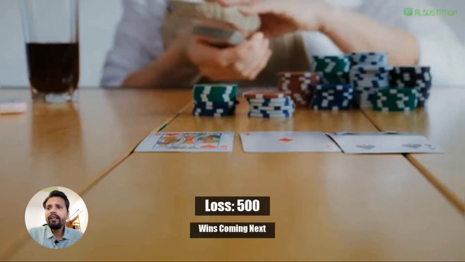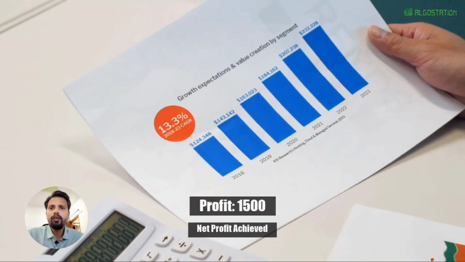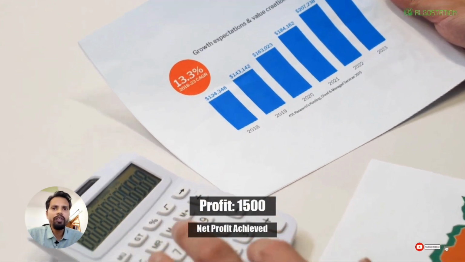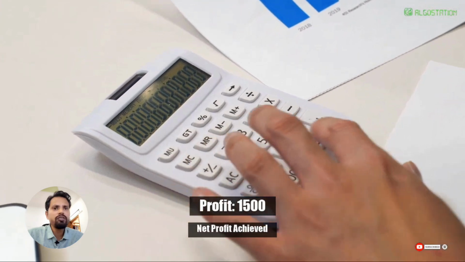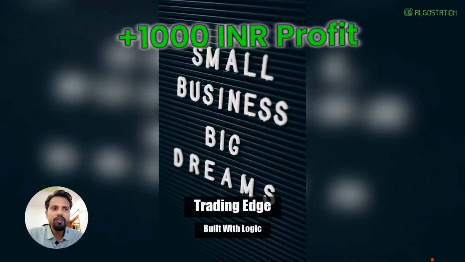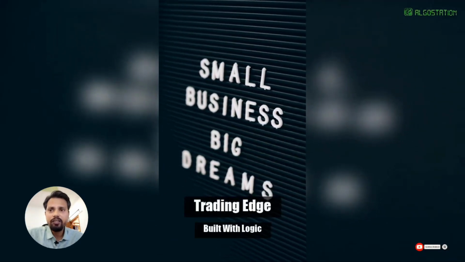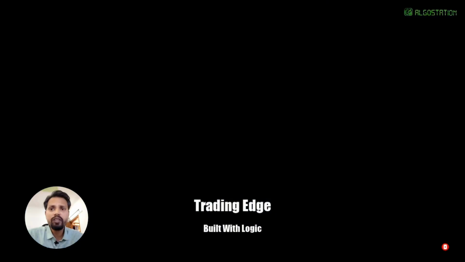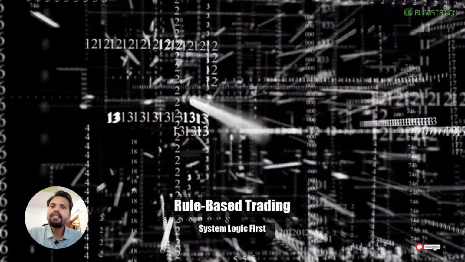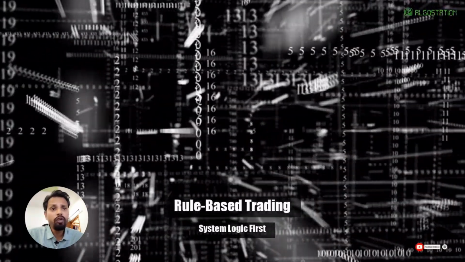Now let's look at your winning trades. You win the remaining 5 trades. Each winning trade gives you 300 rupees. So total profit becomes 1500 rupees. Now subtract your losses from it. 1500 minus 500, you still make 1000 rupees. Even though you only won half of your trades. This is called having a mathematical edge, not luck, not guessing, but numbers working in your favor. And this is exactly why professional traders always think in terms of risk to reward ratio, not just win rate.